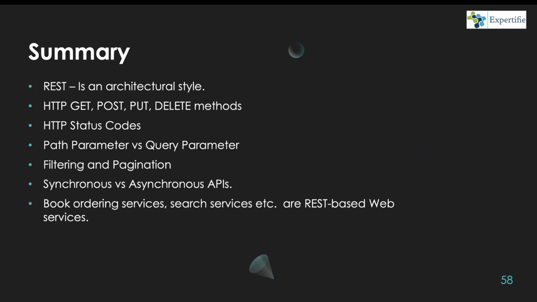So to recap, REST is an architectural style, and it uses underlying HTTP methods like GET, POST, PUT, PATCH, or DELETE to basically access or modify those resources. And we also saw various HTTP status codes, like 1xx informational, 2xx success, 4xx client side errors, and 5xx server side errors.